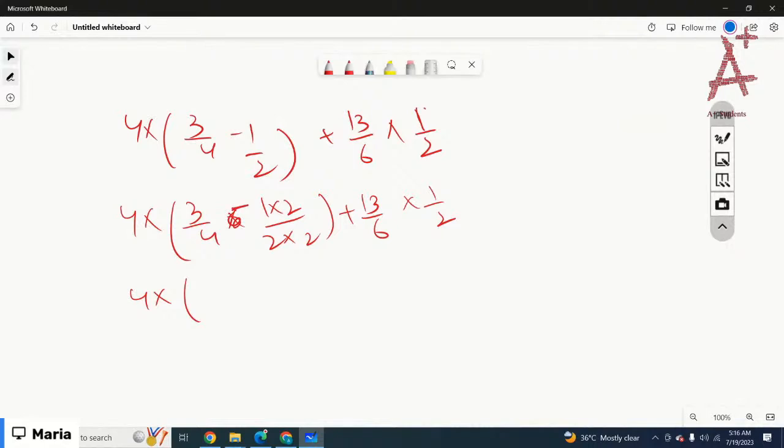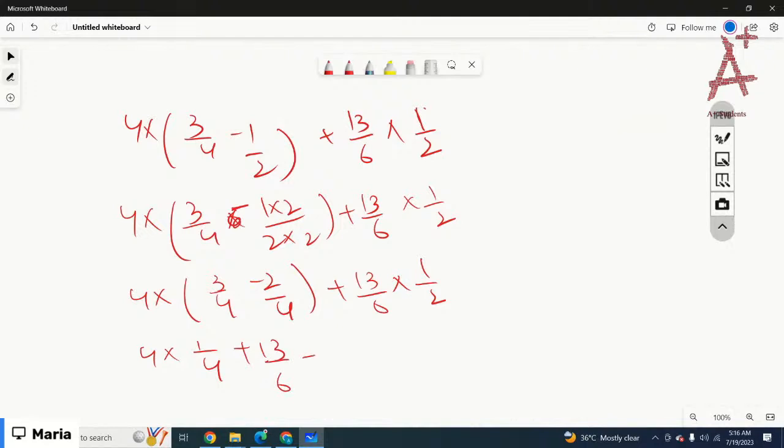Okay. It would be 3 over 4 minus 2 over 4. 3 minus 2 is 1 over 4. Now you have to multiply first, both the multiplications, this one and this one. 4 and 4 cancel out. You are left with 1. And 13 times 1 is 13. And 6 times 2 is 12.